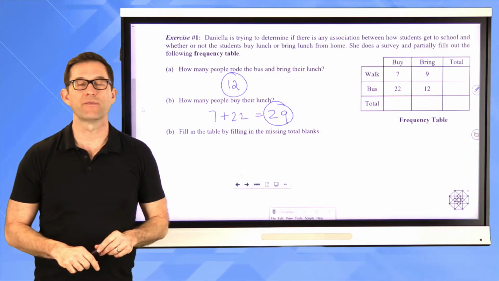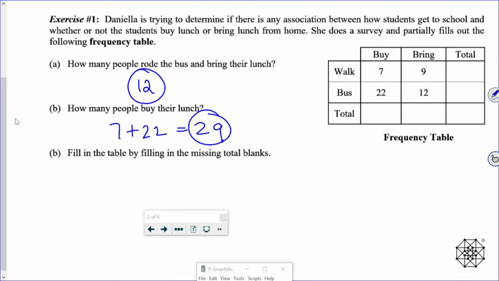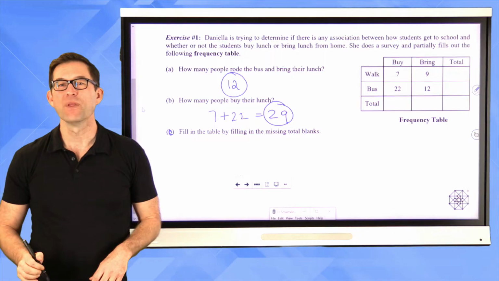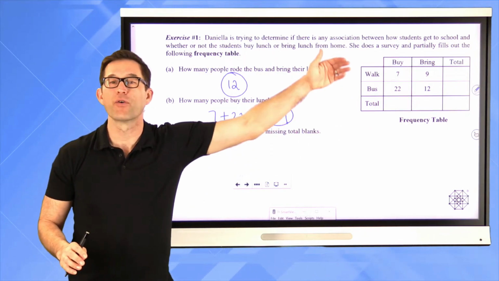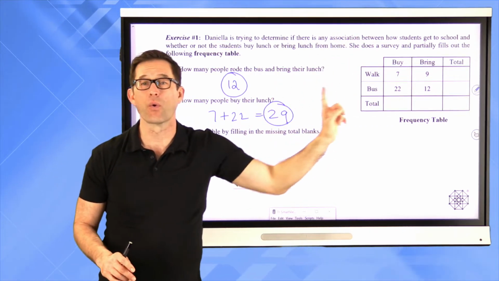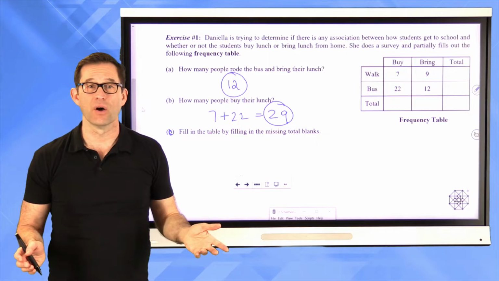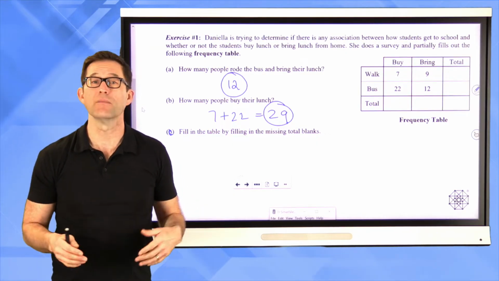All right, good enough. Now, letter B, which really should say letter C, fill in the table by filling in the missing total blanks. Let's put a little letter C there. That's going to be a bit better. All right, so sometimes frequency tables have totals for both the columns, those are the vertical things, and for the rows, those are the horizontal things, and sometimes they don't. Almost always it is helpful to have those totals. You don't always need them, but often you do.